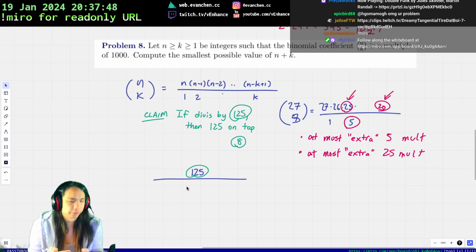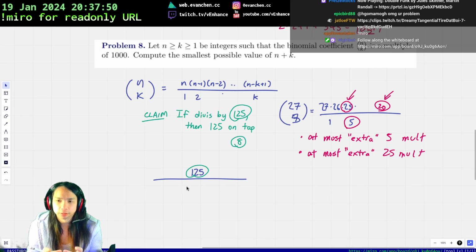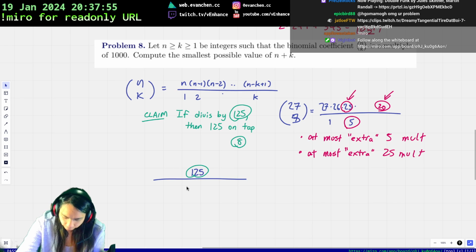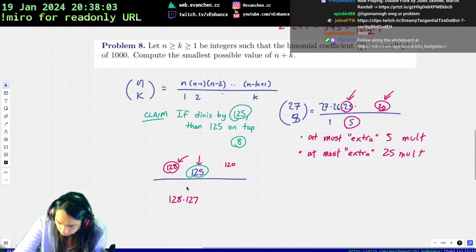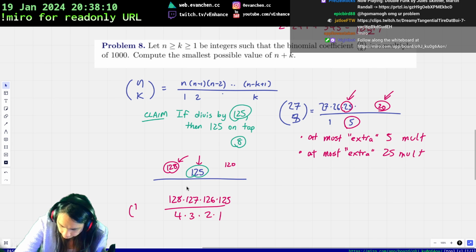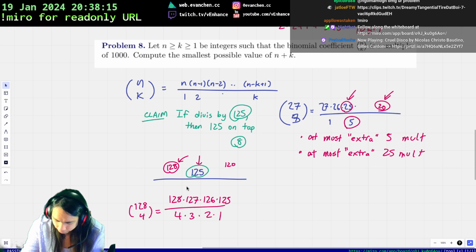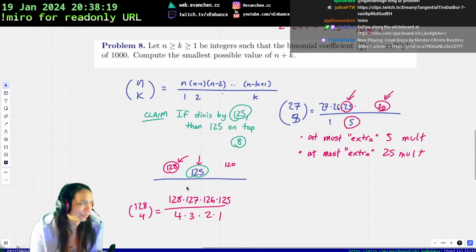And then you ask yourself, okay, I also need a multiple of 8. What's the closest one nearby? And the ones closest to it are 128 or 120. So if you want both 128 and 125, you'll end up with 128 choose 4. And I think this one works, right? Yeah, there's way more. 128 has a lot of powers of 2, so it's just fine.